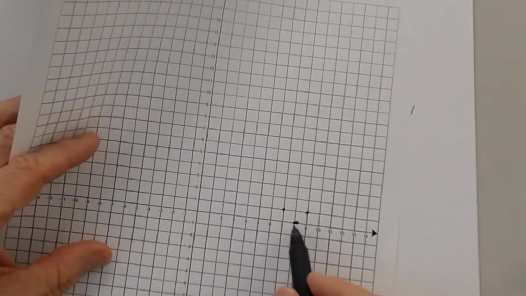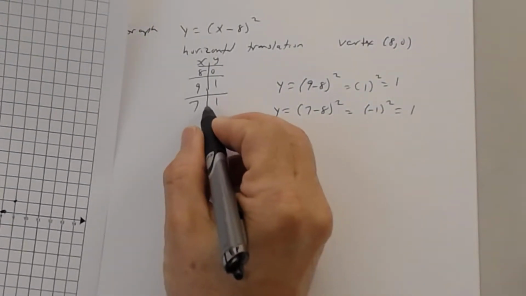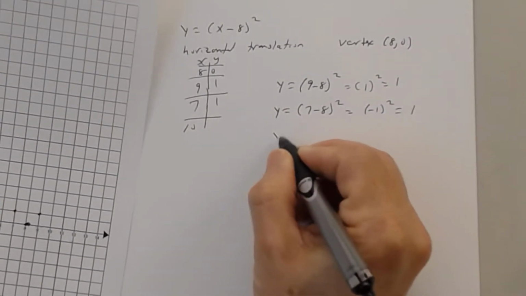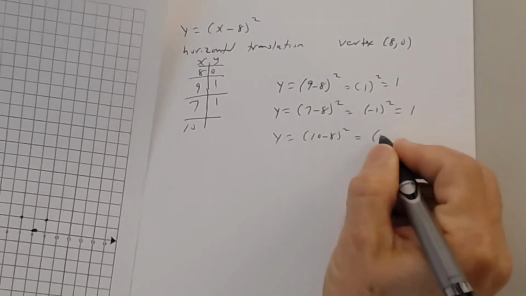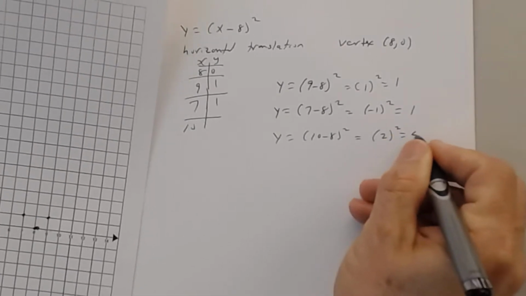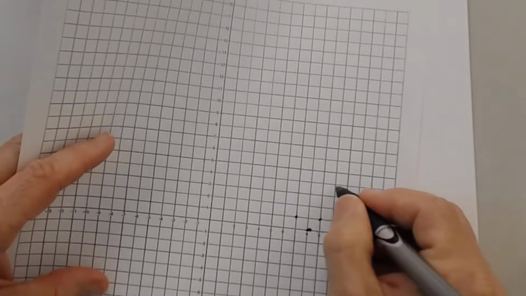And just pick one more value to the right of the vertex. Give me another x value on this side. 10. If x is 10, let's see what we get. I get y equals 10 minus 8 squared. What's 10 minus 8? And what's 2 squared? 4. So I get 10, 4, right? 10, 4.